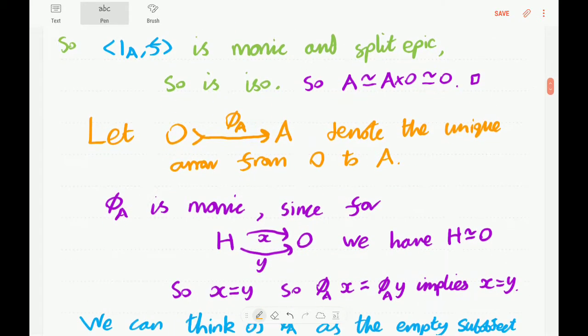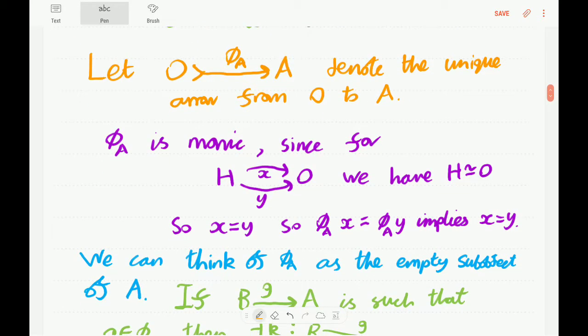So now we're going to use those results to understand the nature of false and not in a topos. Firstly, we know that there's a unique arrow from the initial object to any object A, and I'm going to call that 0_A. And I claim that this is a monomorphism, and that it really represents the empty subobject of A.